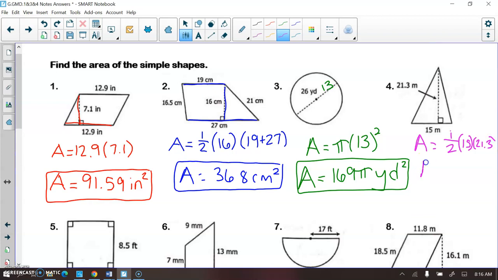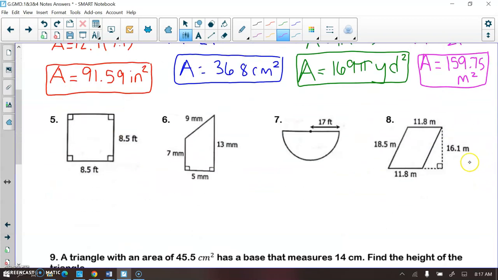There you go. All right, so my area is going to be 1/2 times a 15 times a 21.3, and we have a 159.75 meters squared. All right, moving on to the next one.